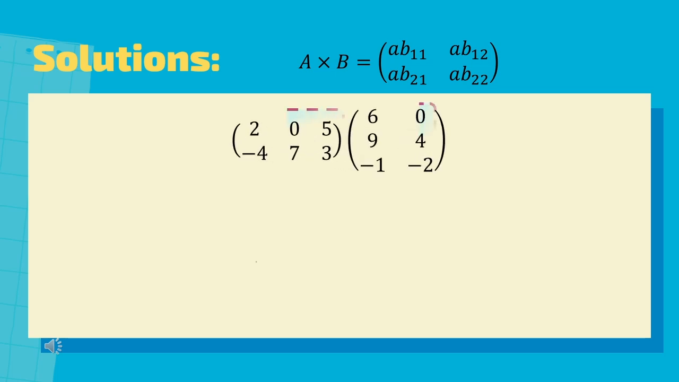Next, we will calculate the second element of the product. Multiply the first row of matrix A by the second column of matrix B. Sum this for the next element to fill the resulting matrix.